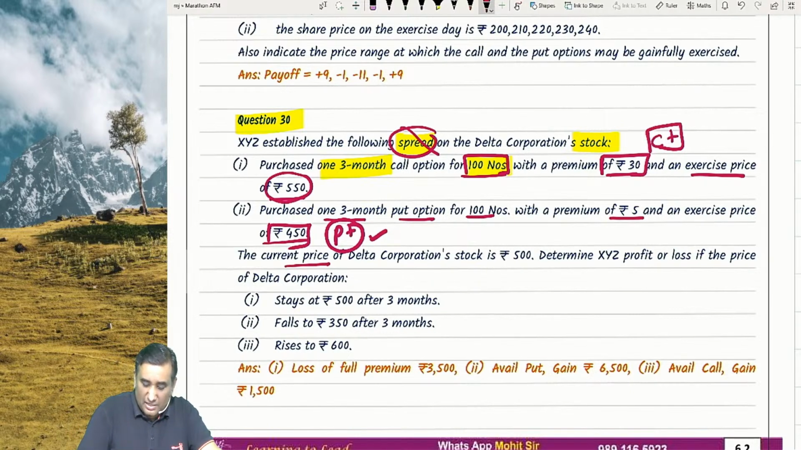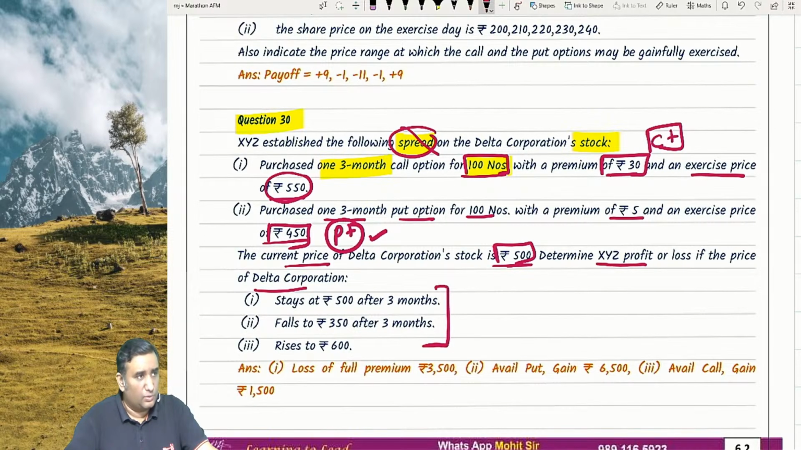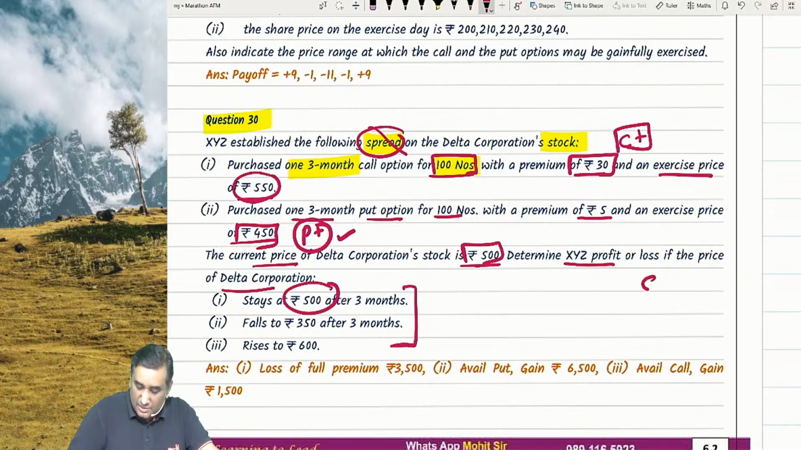The current price of Delta Corp is 500. That spot price as of now is of no use. What is the profit or loss if the price of Delta stays at this point? If it remains at 500, it will not trouble you at all. First of all, I have two things. One, call at 550, which means this will be exercised when the price goes above 550. Put at 450, this will be exercised when the price goes below.